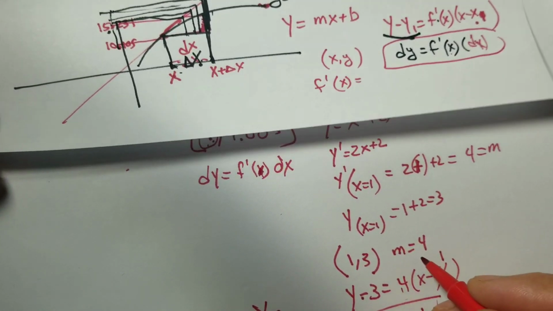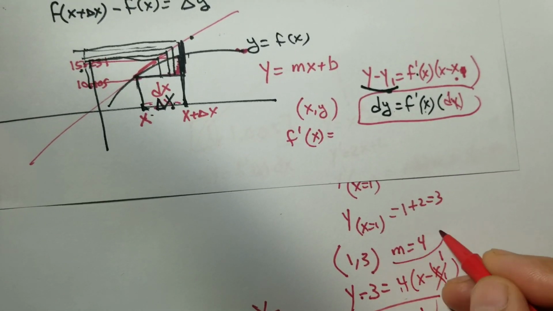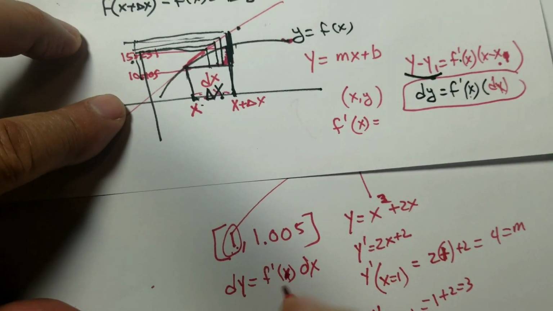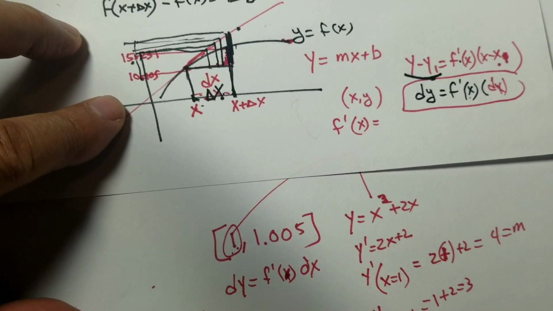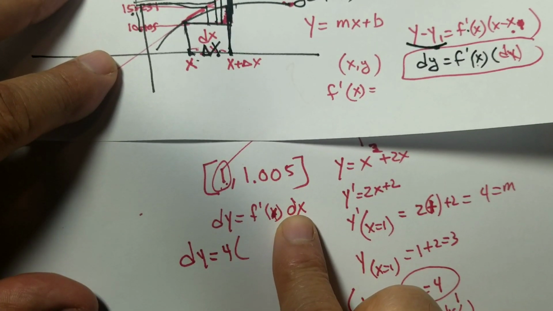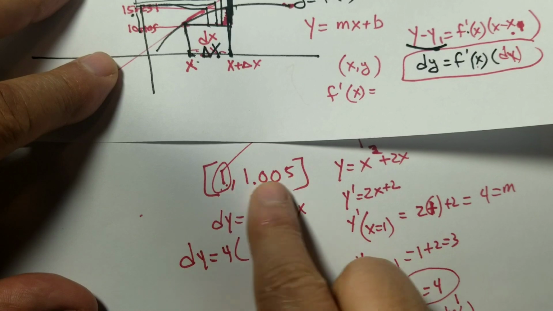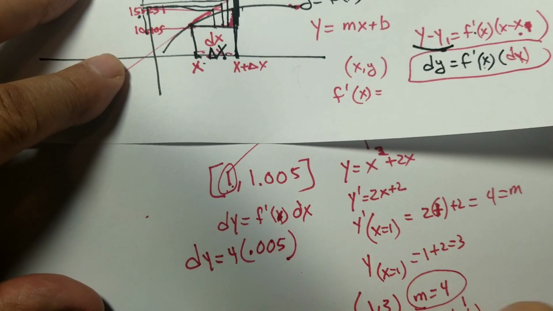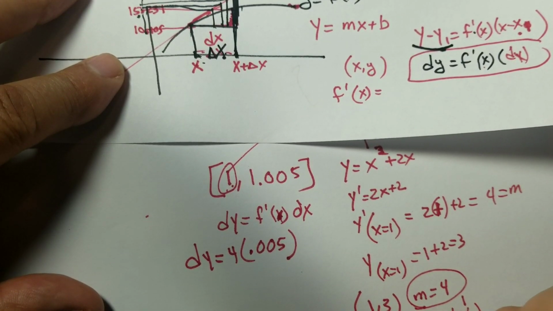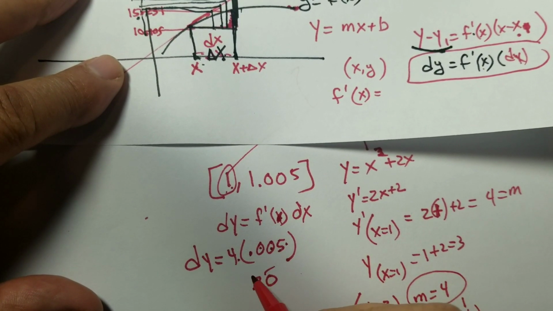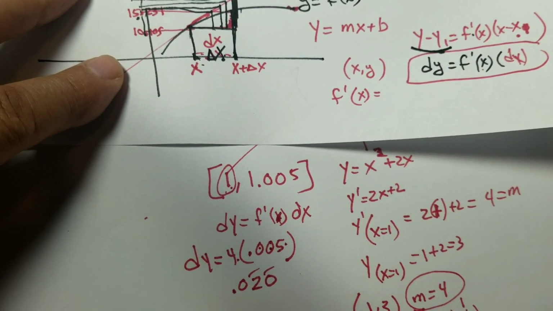But all I need is the slope. For your differential, all I need is the slope. And what was the slope? 4. And I need the delta x. What is your delta x right here? What is the change between these two distances? 0.005. And what is 4 times 5? 20. How many decimal places? 3 decimal places. Therefore, the change in y value is 0.020.